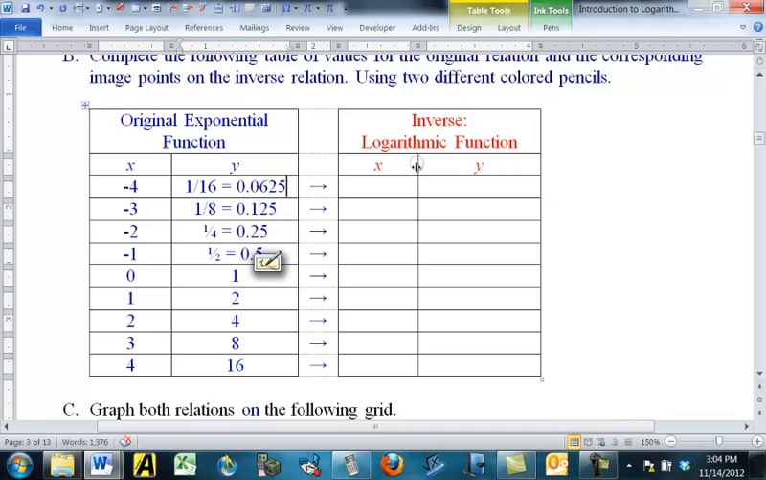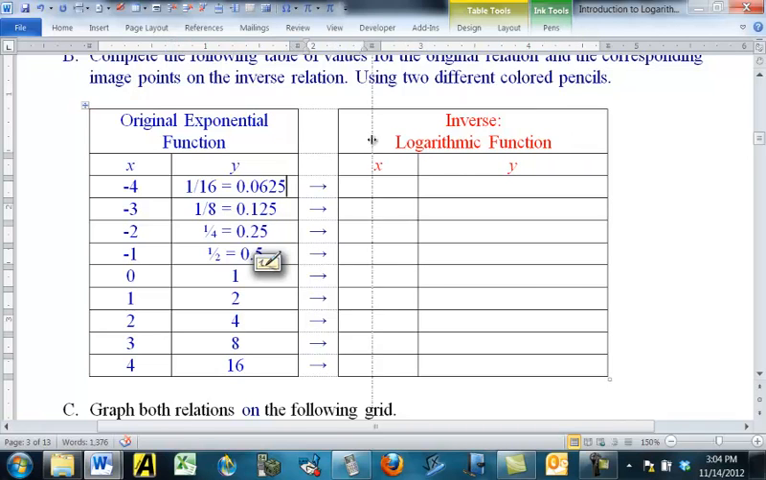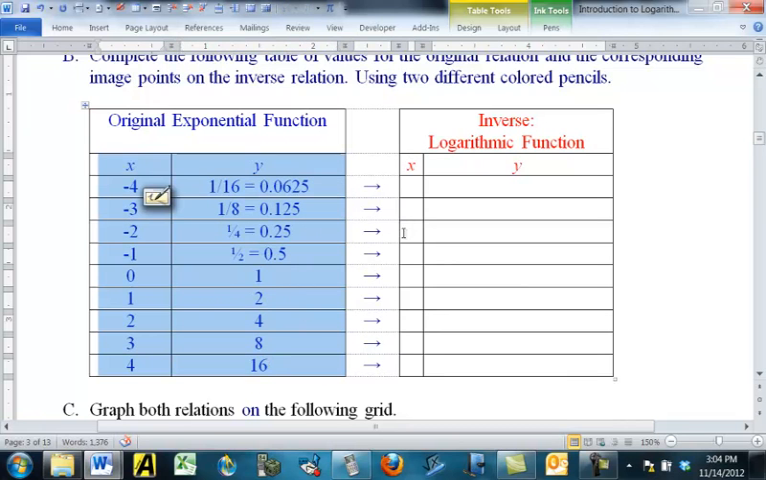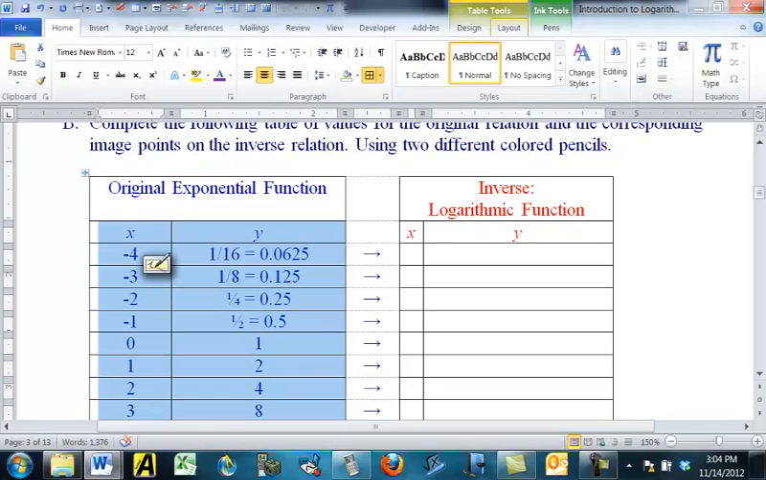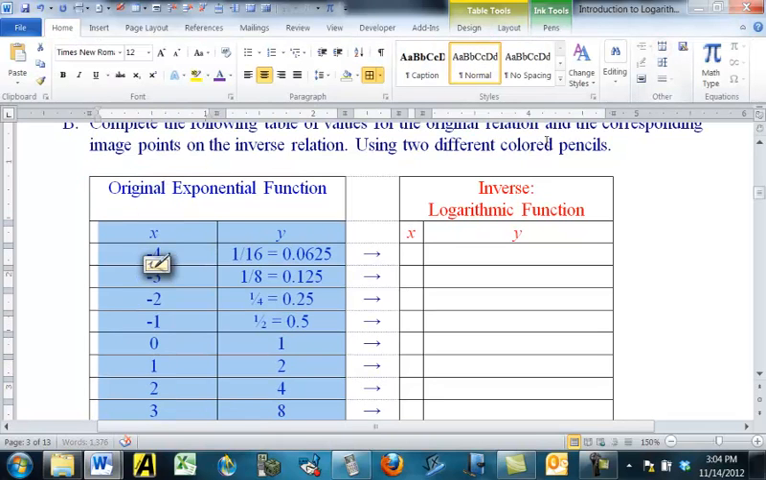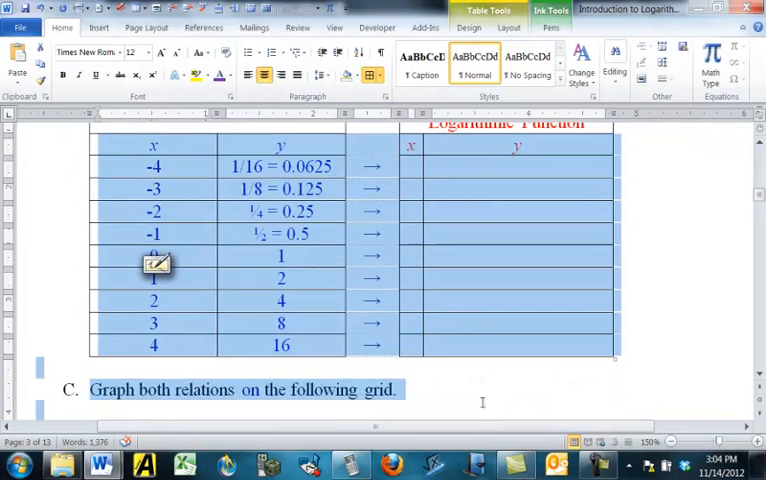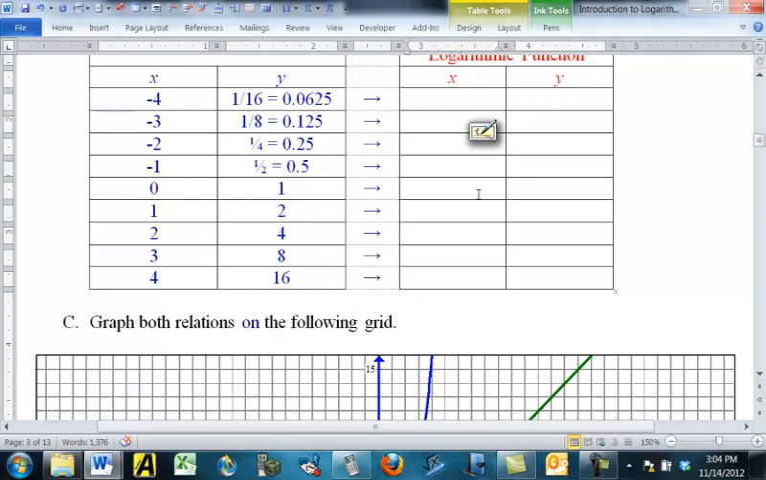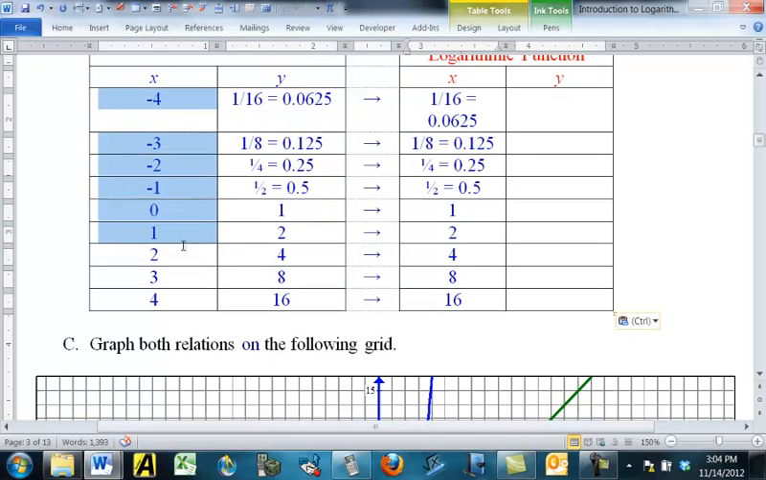And so now what we end up doing here, let's do a little bit of cleaning up, is we want to take these and simply reverse the x and y coordinates. So everywhere you have a y here, that's going to be an x here, and everywhere there's an x here, that's going to be a y over here.